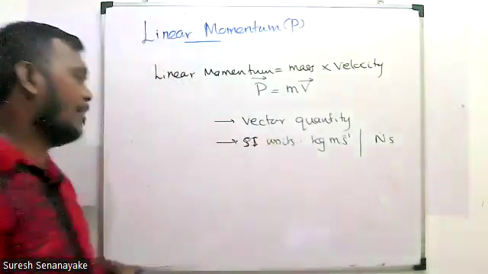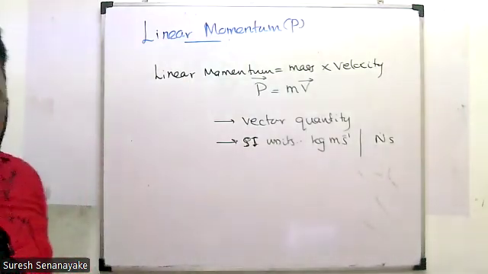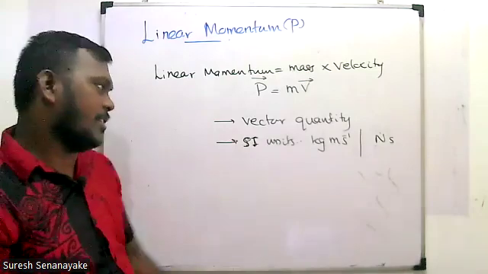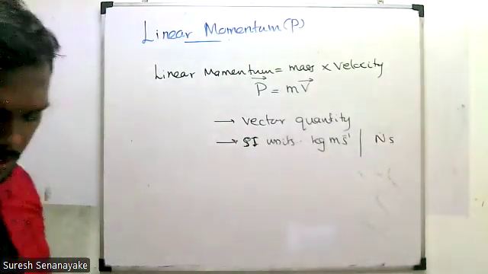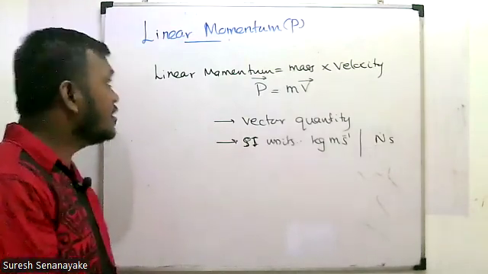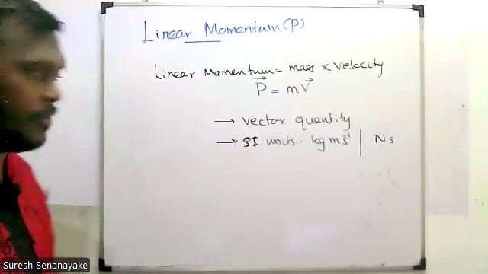The SI unit is kilogram meters per second or Newton second, we can say. It's Newton second in SI base units. Okay, when you consider the momentum, it is very important to consider its direction. So you need to keep that in mind.